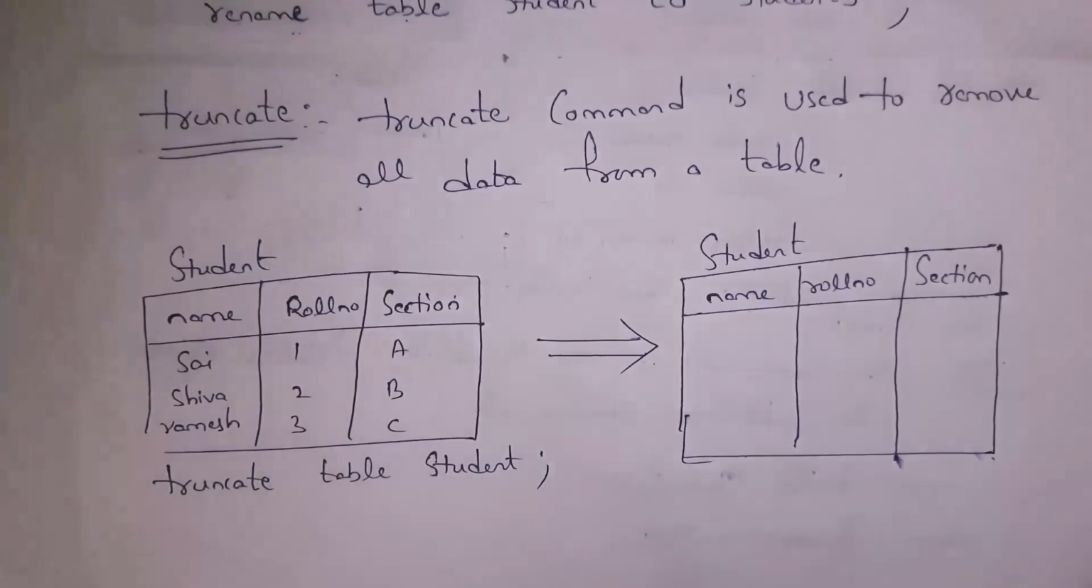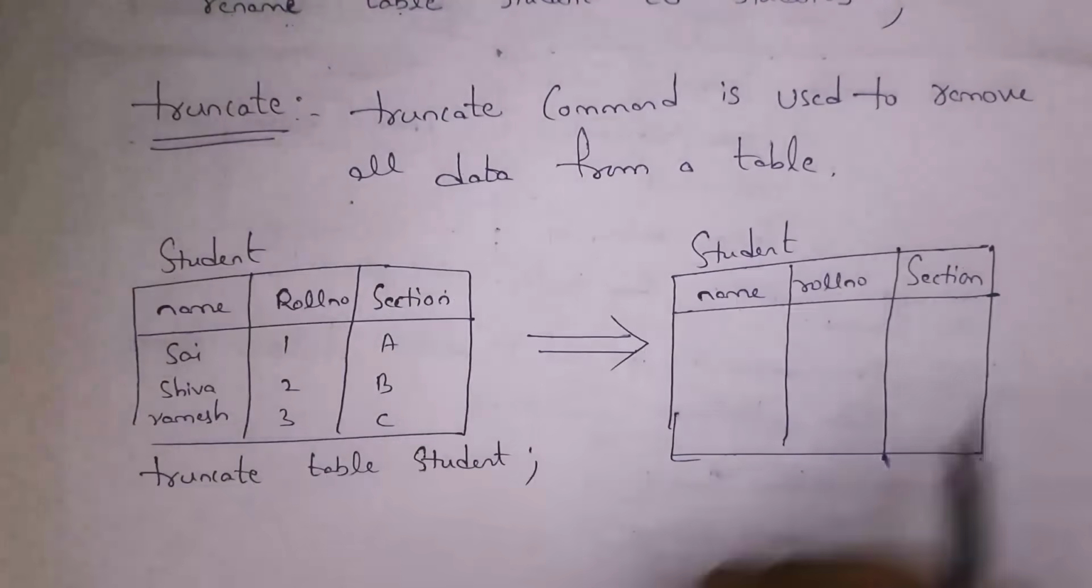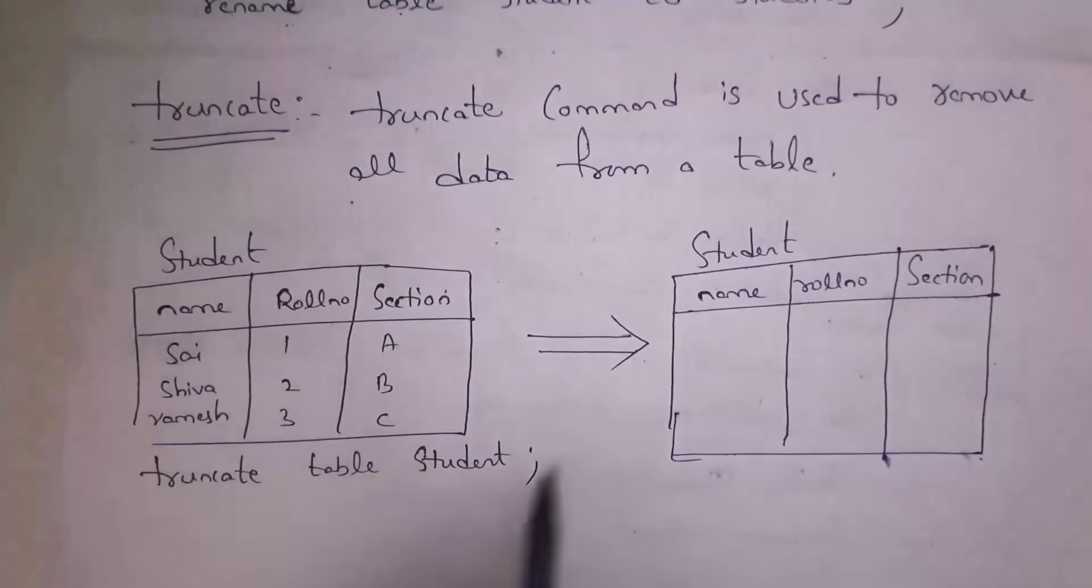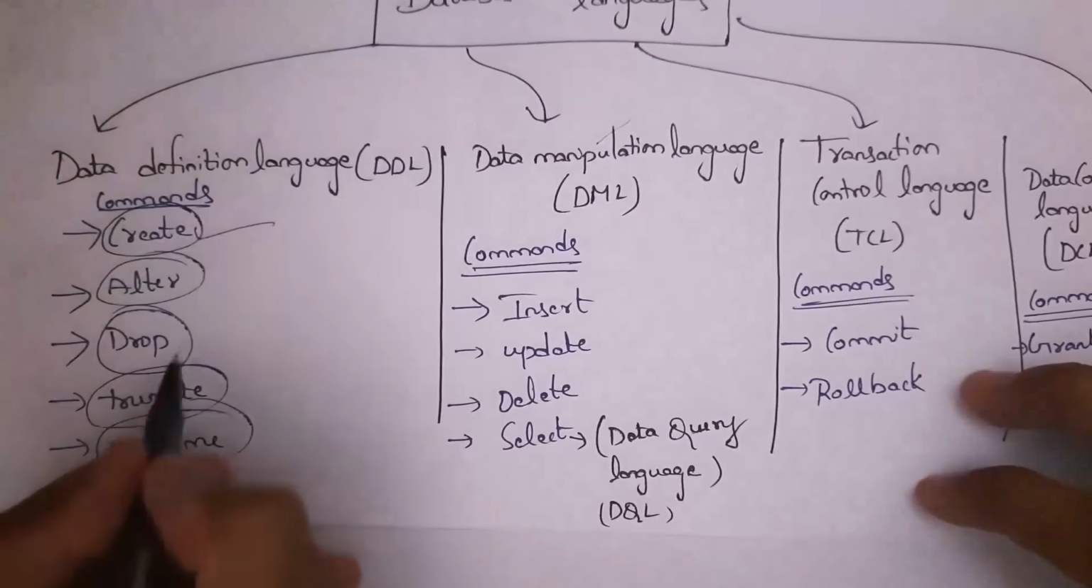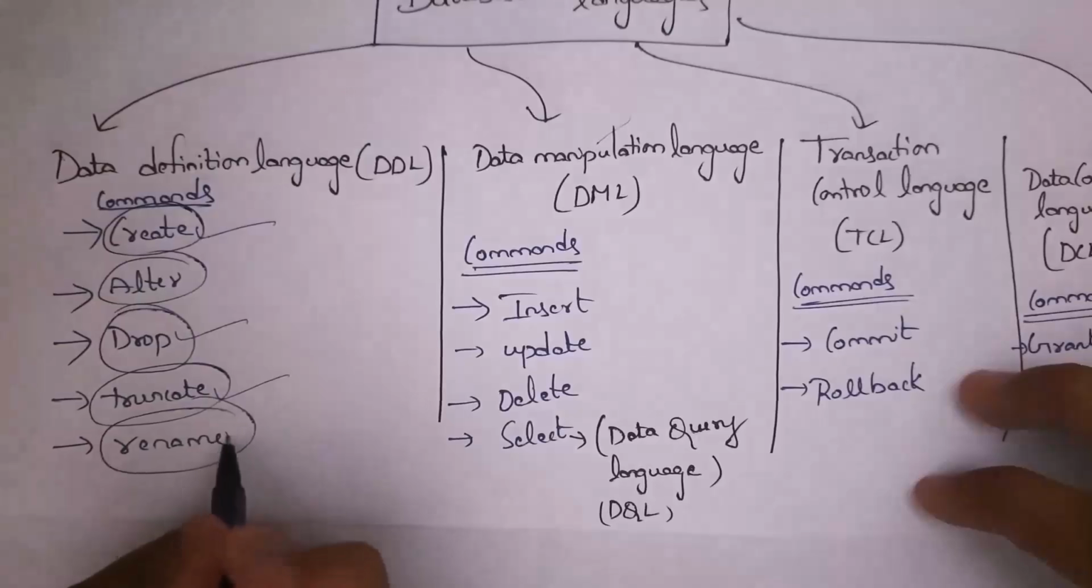Whenever you write this code and click enter, my table will look like this. It will remove all data which is present in my table. This is the use of the truncate command. The truncate command will not delete the table and columns. It will just delete the complete data which is present in my table. Till now I explained what is the use of create command, drop command, truncate command and rename command.